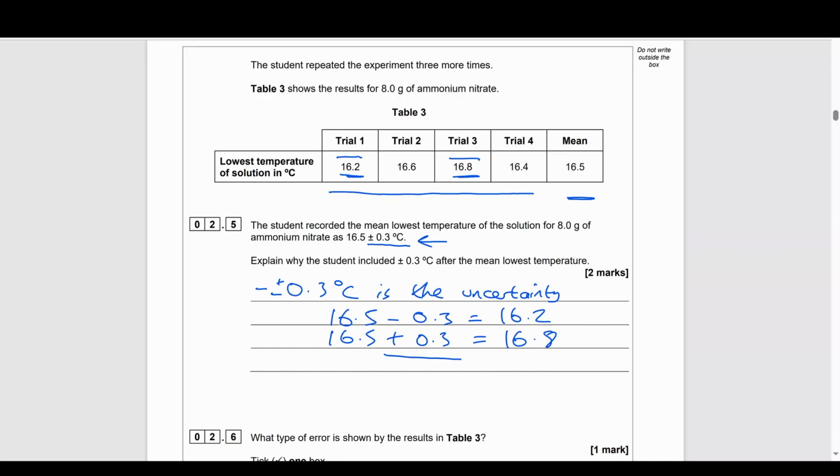So this takes into account, of course, our trial 2 and our trial 4, because they're within the range. If we were to actually draw it using our numbers, you'd have our mean 16.5, our highest value 16.8, our lowest value 16.2, and then of course 16.4 and 16.6 are all within that.